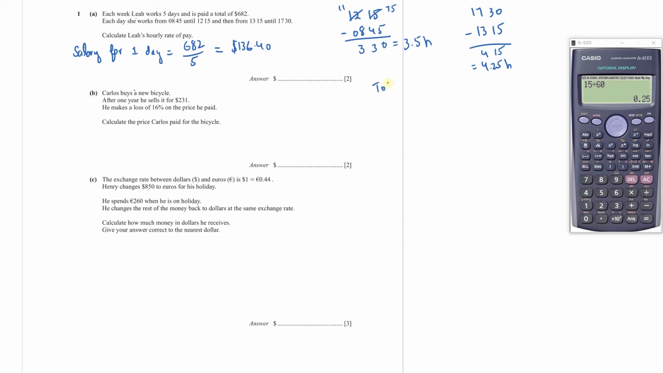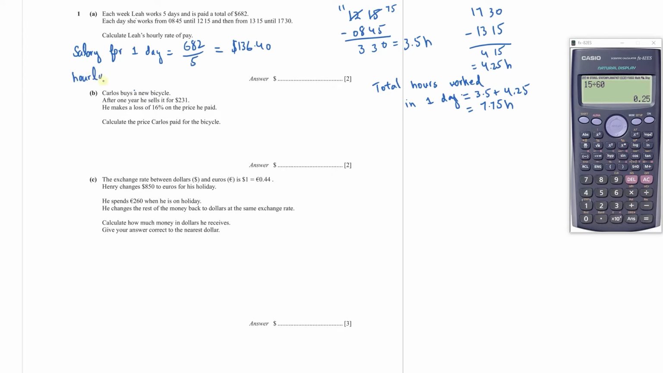So total hours worked in one day will equal 3.5 plus 4.25. So this will be 7.75 hours. So then we can calculate the hourly rate.